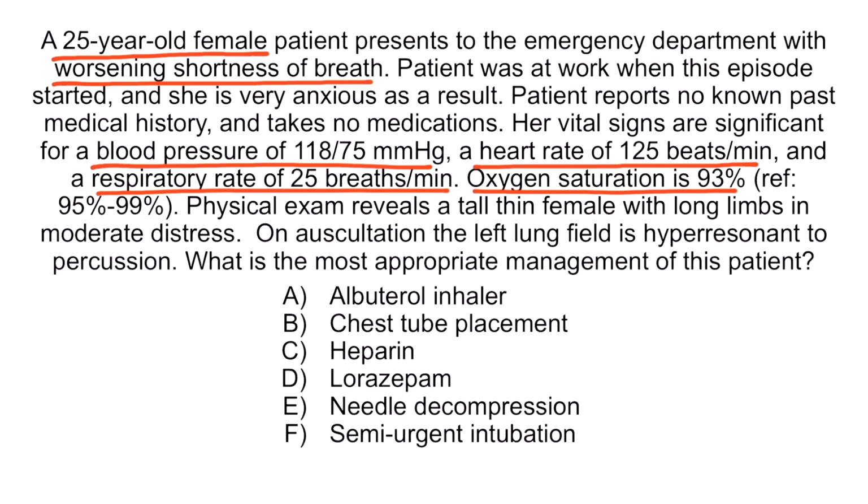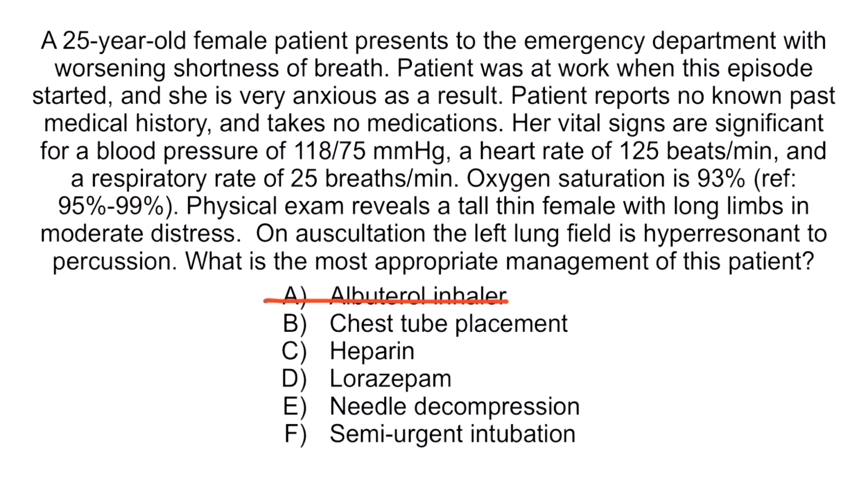Additional findings that support the diagnosis of pneumothorax include the description of the patient having a Marfanoid status and hyperresonance on one side of the lung fields. Marfan syndrome is a connective tissue disorder where patients have an increased rate of pneumothorax. The most appropriate management of a pneumothorax is chest tube placement, so B is correct.